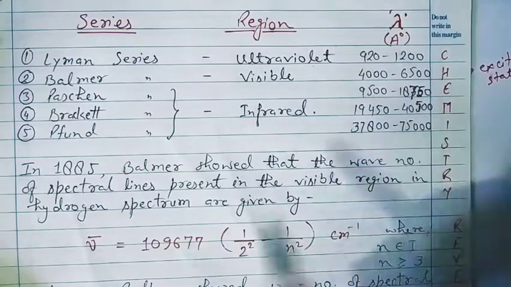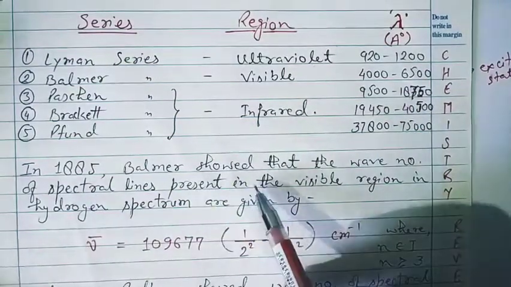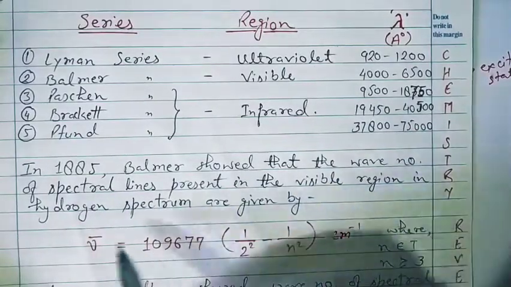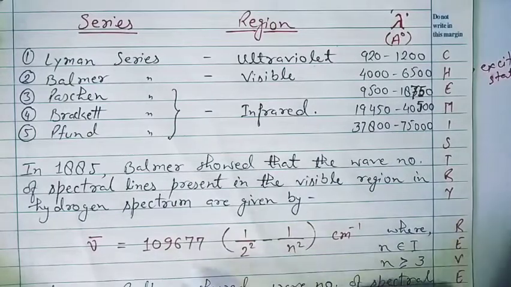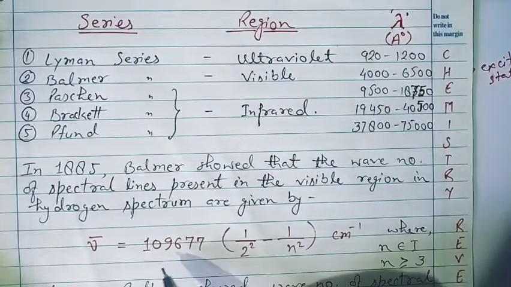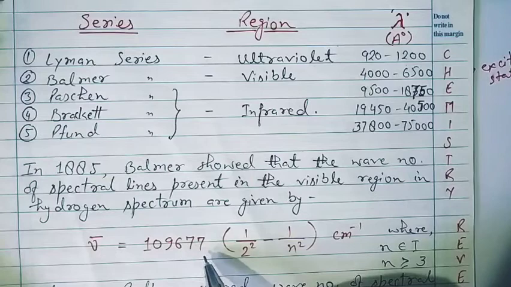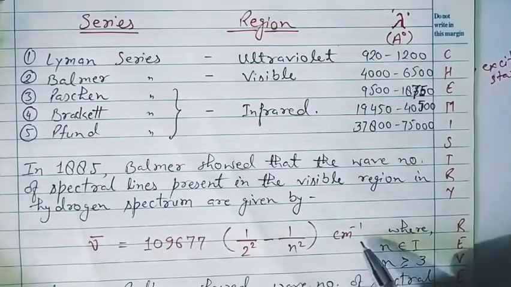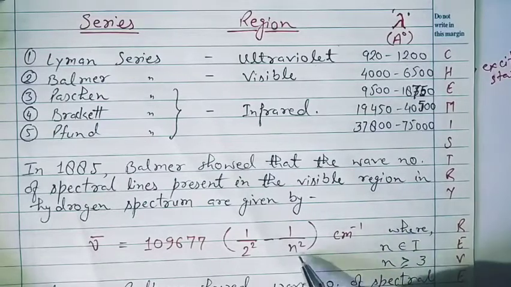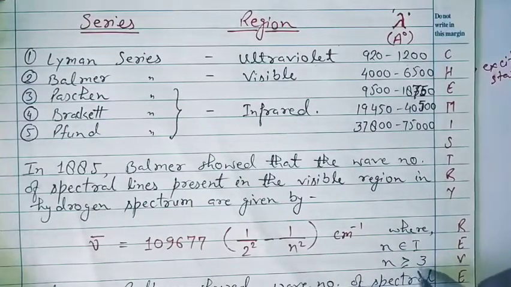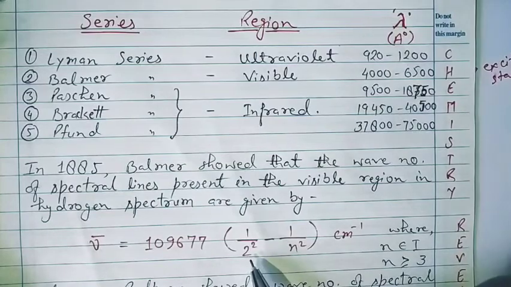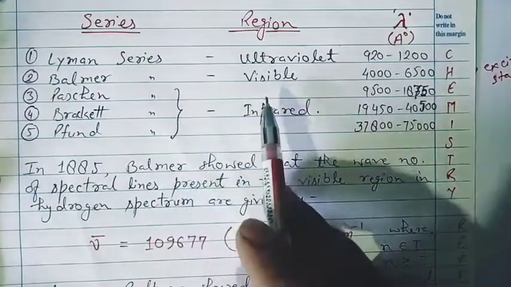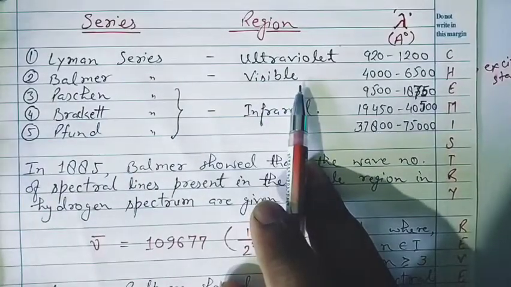Now in 1885, Balmer showed that the wave number of spectral lines present in the visible region in the hydrogen spectrum is given by this formula: nu bar is equal to 109677 (1/2² − 1/n²) cm⁻¹, where n is an integer greater than or equal to 3, that is, greater than 2, because Balmer could only explain the visible region of the hydrogen spectrum.